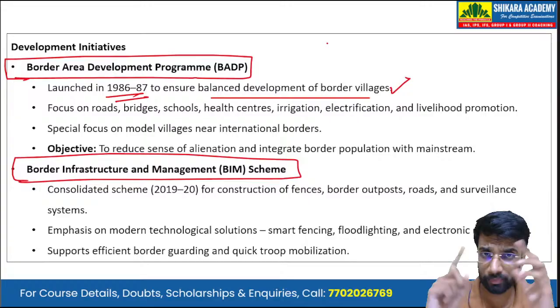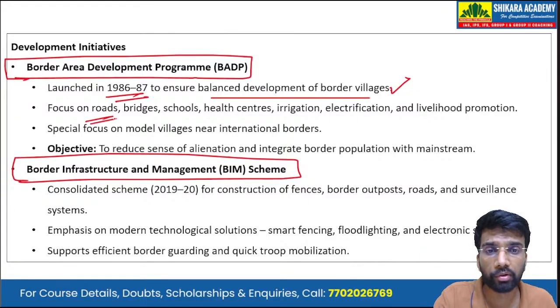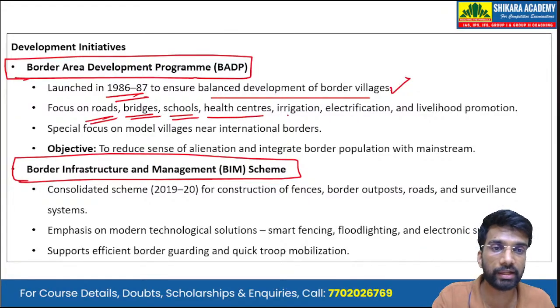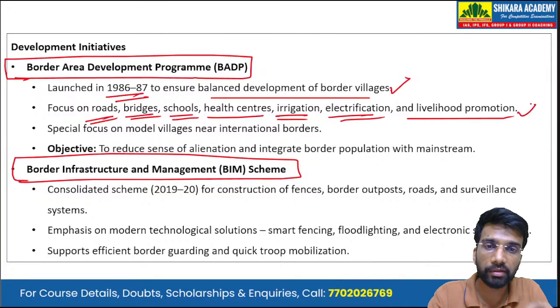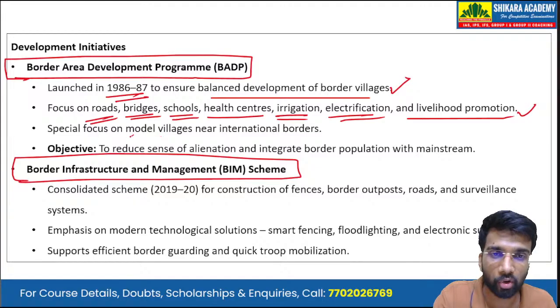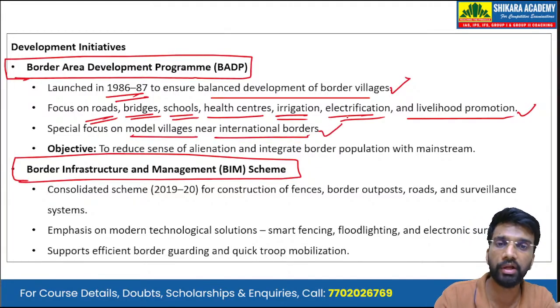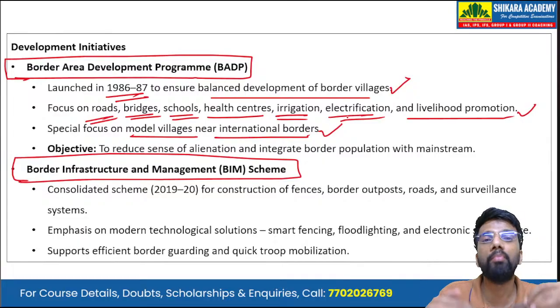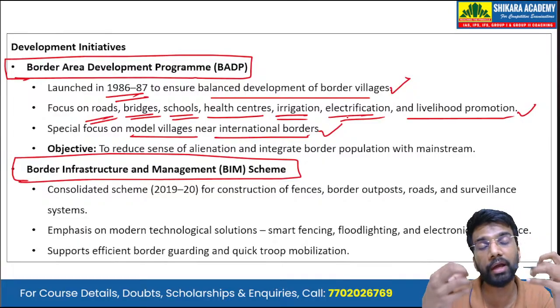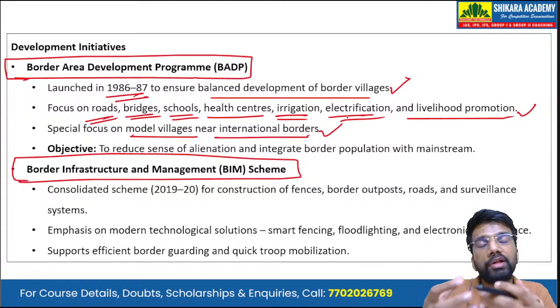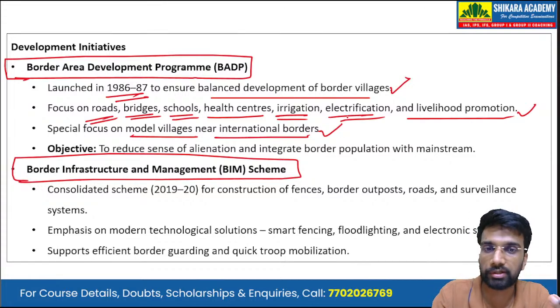It focuses on the infrastructure, that is roads, bridges, schools, health centers, irrigation, electrification, and livelihood promotion. And there is special focus on making model villages near the international border. So villages that are near the international borders are made into model villages, and these are provided with ample physical infrastructure as well as the social infrastructure.